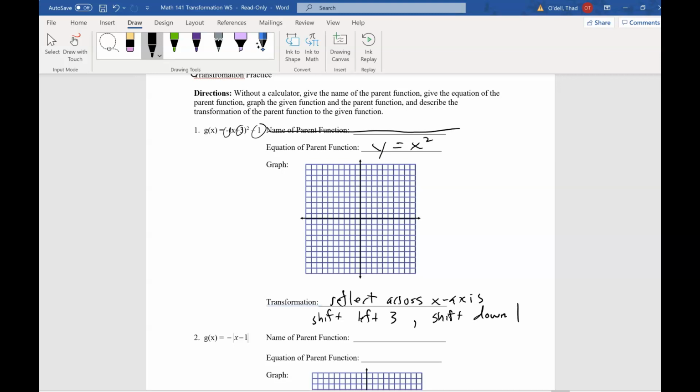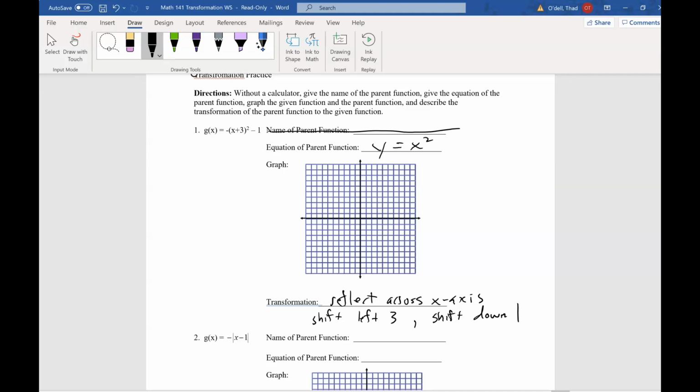The plus 3 is on the inside, so that's why it moves it horizontally. We know it moves to the left because there's that opposite effect when you're doing stuff on the inside. When you're adding or subtracting on the inside, it shifts it the opposite way of the sign of the shift. So if it's plus 3, it moves it to the left. If it's minus 3, it moves it to the right. Also remember, when you're stretching on the inside, if you're multiplying by 2, it's actually going to stretch it by a factor of 1/2. If you're multiplying by 1/2, it's going to stretch it by a factor of 2.